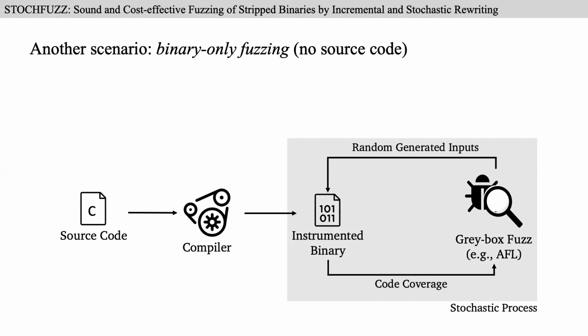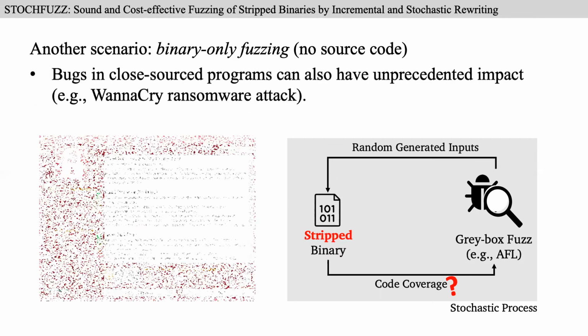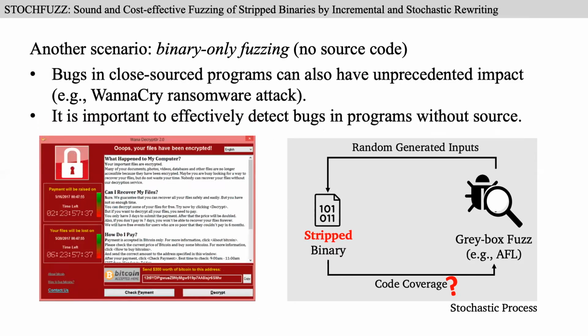However, there is another situation named binary-only fuzzing. In that case, people cannot access the source code but only the stripped binary. As such, compiler-based instrumentation cannot be performed, hence the fuzzer cannot get code coverage as guidance. On the other hand, bugs in closed source programs can also have serious impact. An effective binary-only fuzzing technique is critical for software security.